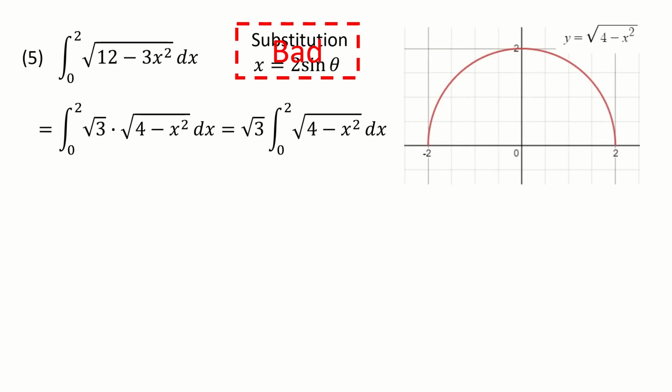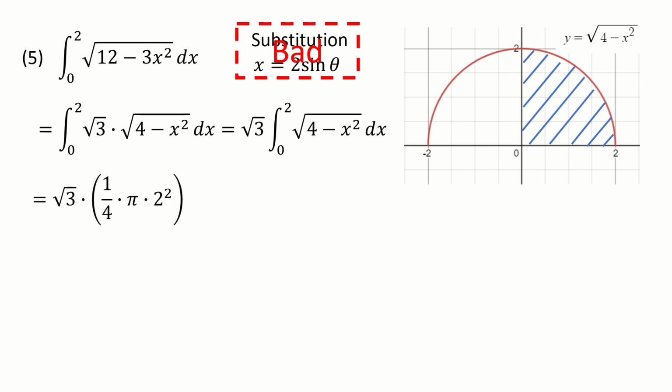If you look at the graph for this function y equals square root of 4 minus x squared, the graph is just a half circle above the x-axis, and this integral goes from 0 to 2. So that means it calculates the area of a quarter of the circle. So by geometry, we can get the answer immediately. The area of the quarter of a circle is just 1/4 times pi r squared, and the radius here is 2. So we get the result immediately, which is square root 3 times pi.